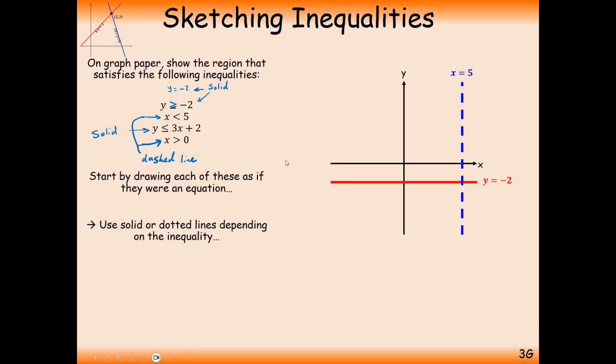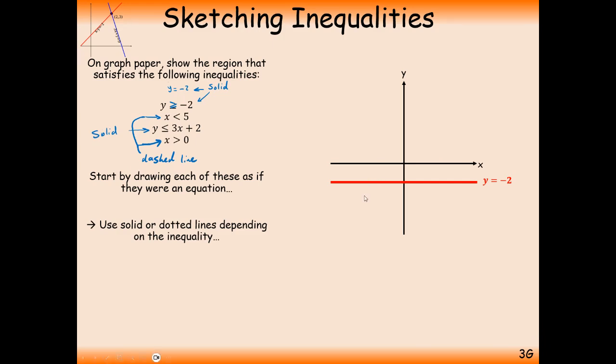This is the first one, y equals minus 2. So we're going to take a region above this line. We're going to do the shading in a minute after we've plotted all of them. Because the y value is bigger than minus 2, it means above.